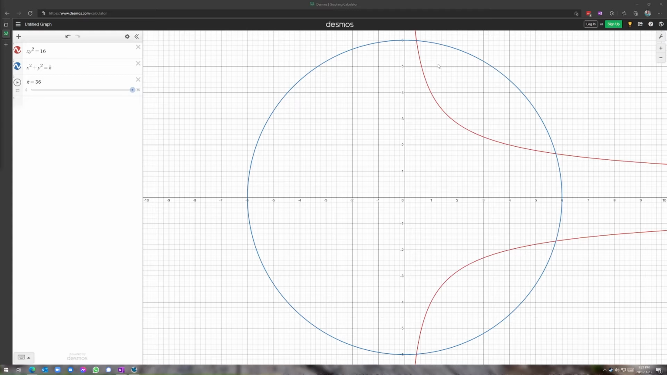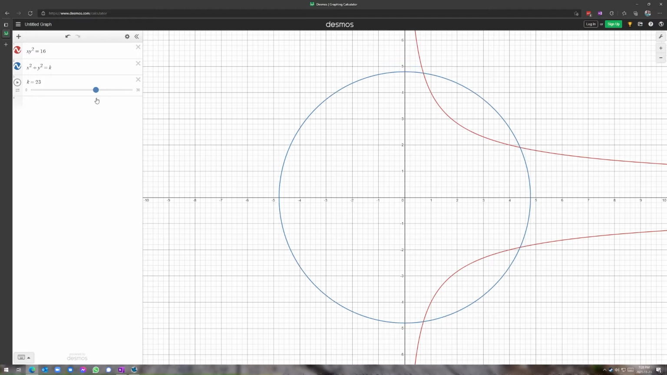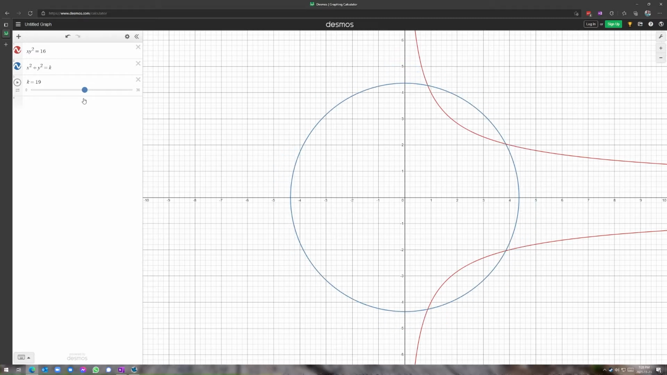And you can see I've got the graph of xy squared equals 16, that's this red curve, and I've got x squared plus y squared equal to k, where right now k is 36. And you can see the 4 intersection points there of the blue circle and our red constraint. Let's start shrinking k down, and you'll see that the radius is decreasing, and the 4 intersection points are all moving closer to the origin.